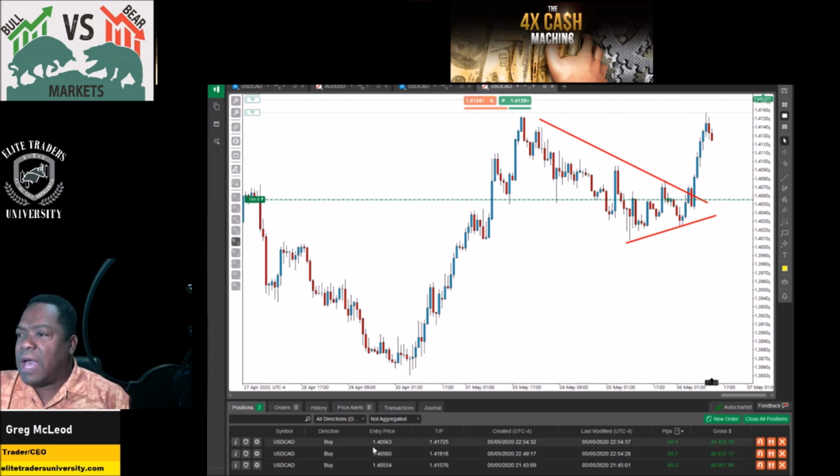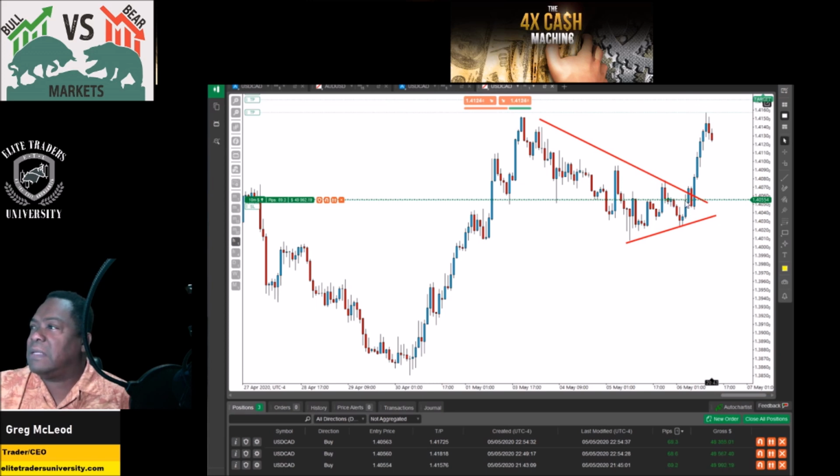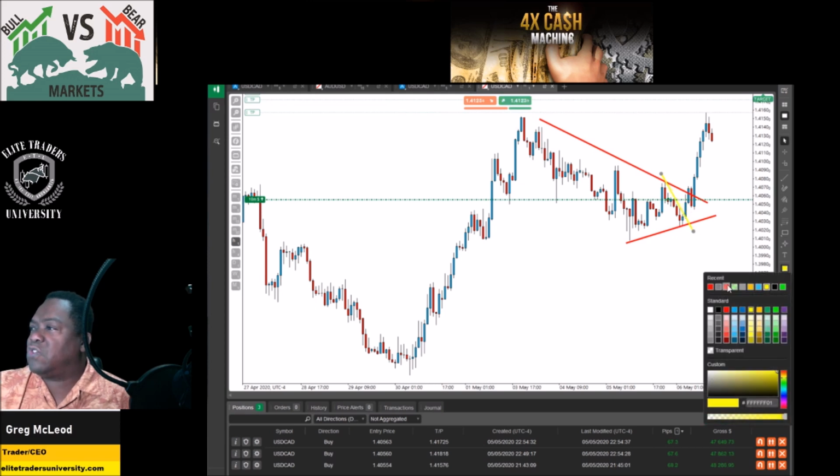So I got long at 1.4056. We talked about bankers levels in the currency market, numbers ending in 50, 25, 75, and 00. And so we were at the 50 area where we got long. 55 is actually where we got in. There was actually a smaller triangle here. The smaller triangle you can see right here.